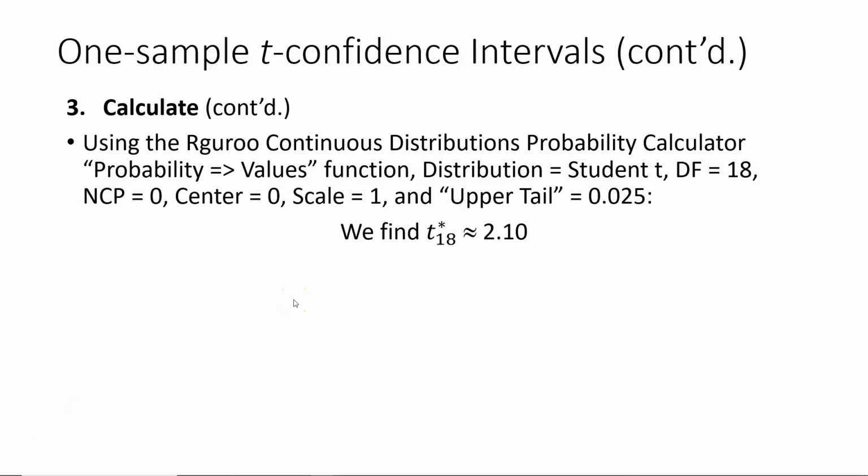Before I move on to the next slide, I should also point out that I did not show how to use RGuru for finding this t asterisk value because I've shown how to do that in previous presentations and videos. So I'm not repeating that work here.